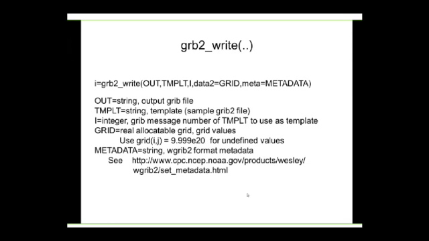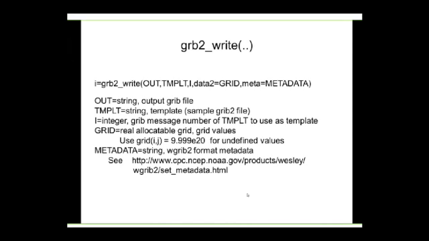One line: grib2 write equals output file, template file. The third argument is I, which is the record number they're going to use as a template. Your template may have more than one grid resolution, for example, or it could have some other template. Then you give it the data, and you give the metadata, which is a string.